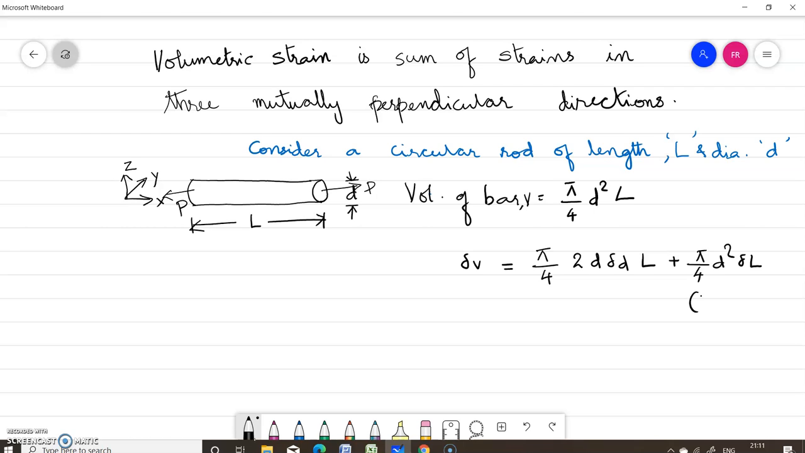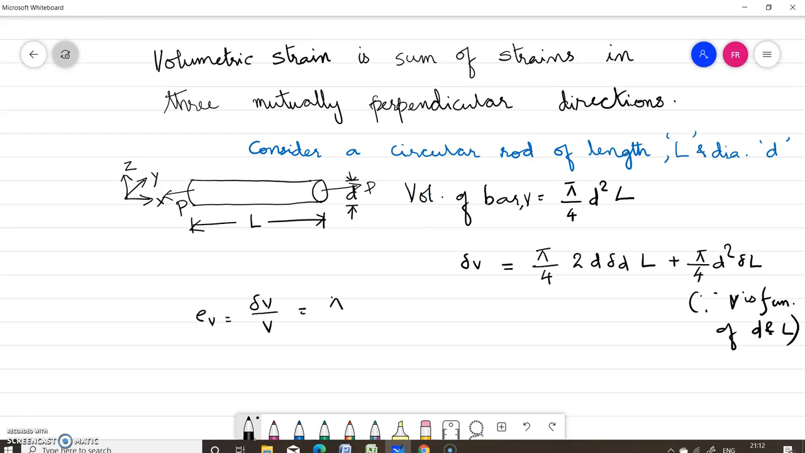We have done this since volume is a function of d and L, diameter and length. So let us find out what is the volumetric strain. Volumetric strain EV is equal to change in volume by original volume.